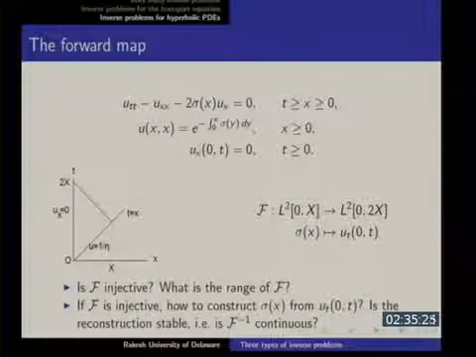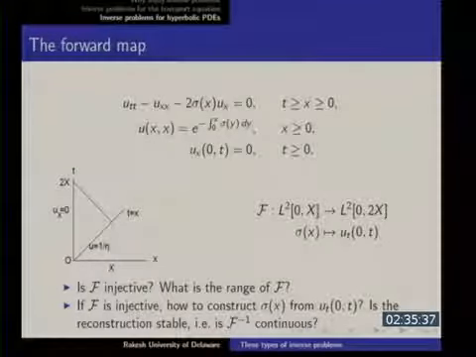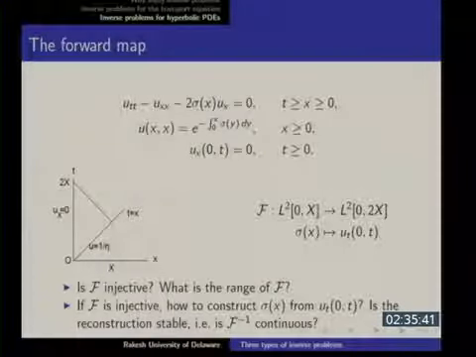And if F is injective, then of course it has an inverse on the range. How do you construct the inverse on the range? And secondly, if you can't construct the inverse, is it stable? Meaning, if you make small errors, did you make only small errors here? Okay. So, four questions. You have this nonlinear map.